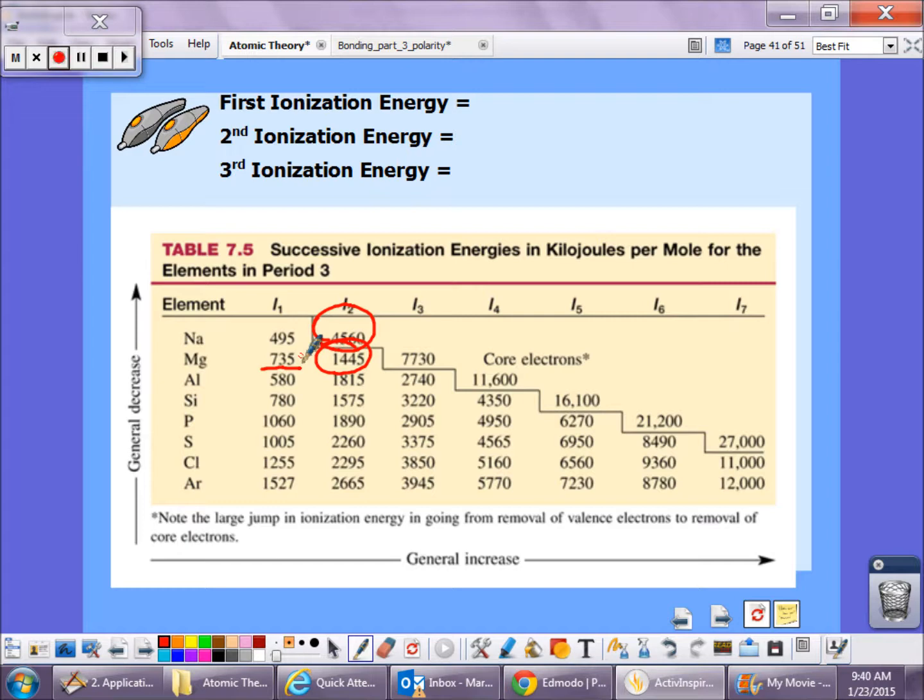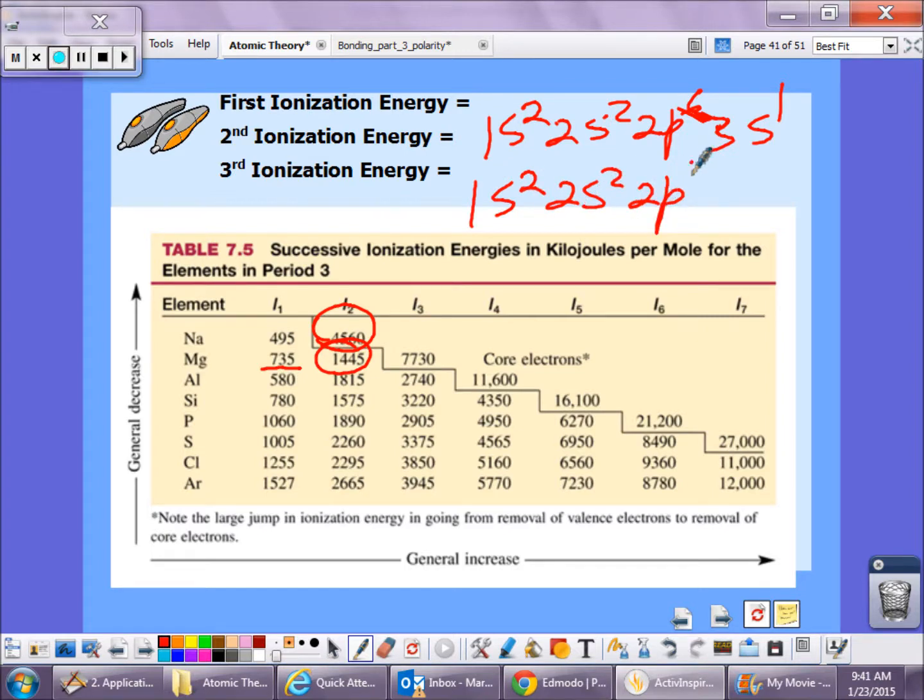Electron configuration, orbital notation. So if I write the electron configuration for sodium, I have 1s2, 2s2, 2p6, 3s1. Let me write it for magnesium. 1s2, 2s2, 2p6, 3s2.